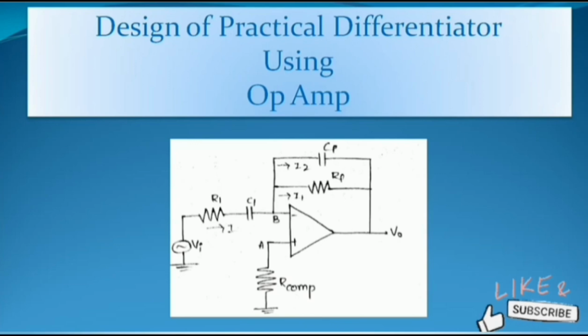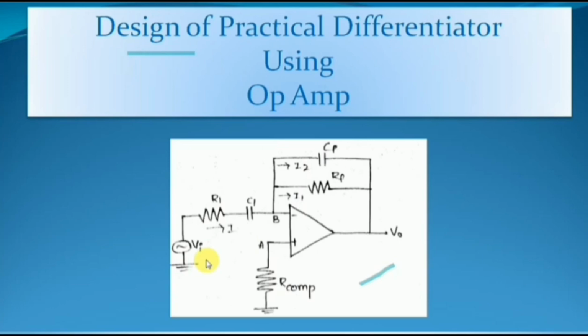Now we are going to see how to design the practical differentiator. This is the differentiator circuit that is used. For this differentiator circuit we have to design certain values. The designing of any application is nothing but, for this circuit, the passive elements have to be designed compared with the input signal. Here the passive elements of the circuit are the resistors R1, RF, R compensation, and the capacitors C1 and CF for the given input signal parameters.